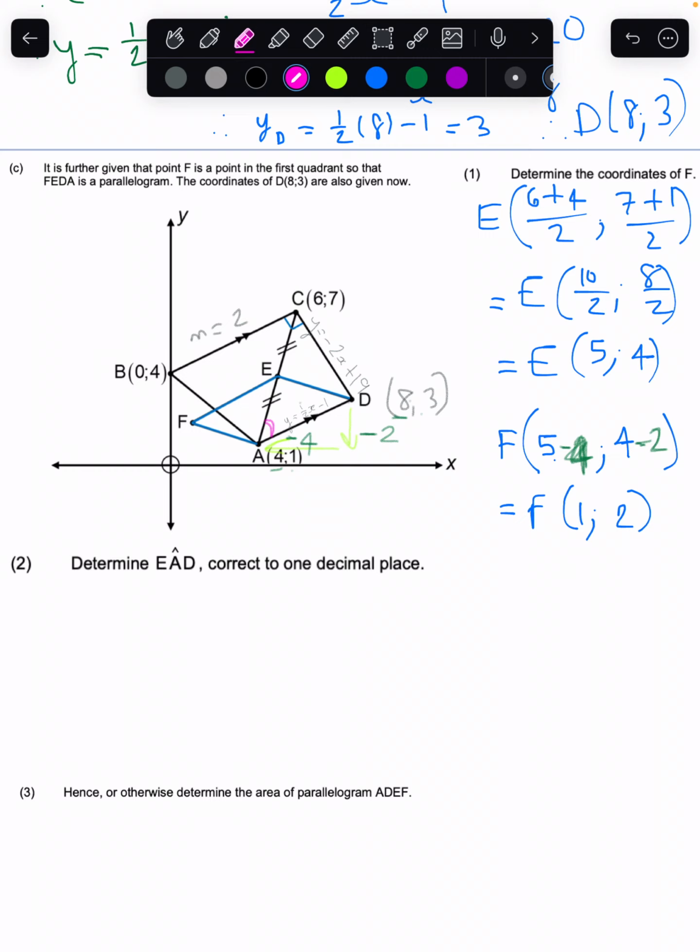I am inclined to use the cosine rule. So if I can find that length, because I know the coordinates of E and A, I know the coordinates of E and D, I know the coordinates of A and D. So if I can find all those lengths, I can use the cosine rule to find the size of EAD. Okay, so let's do that.